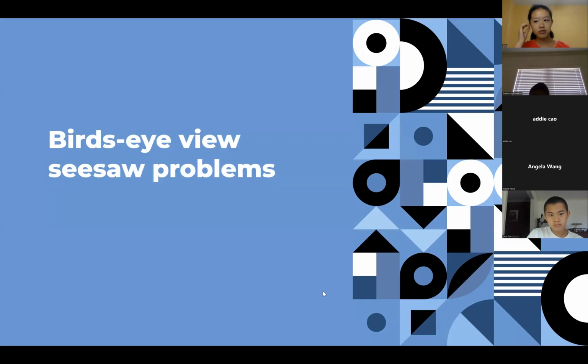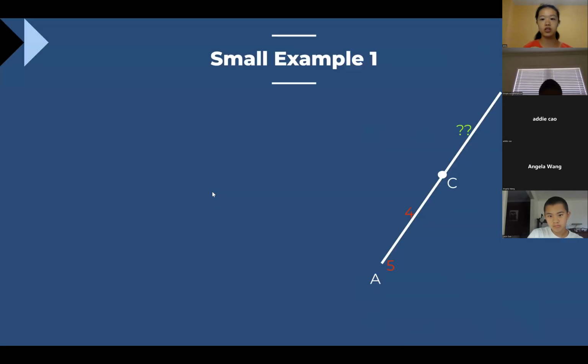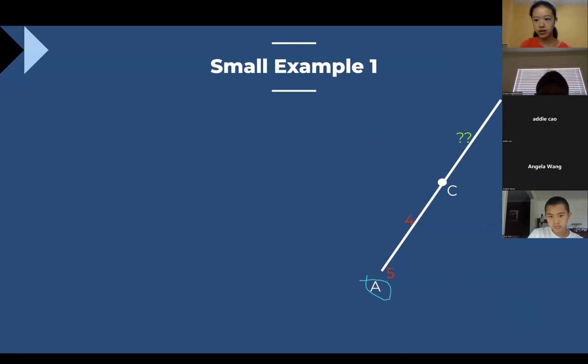So we can do a couple of smaller practice problems before we actually get into the full size mass point geometry problem. So here we can do some bird's eye view problems. Pretend this diagram over here is a seesaw. It's just like you're looking at it from the top down. Point A is the weight, point B is the weight, and point C is the fulcrum in the middle. So we're solving for this question mark here.